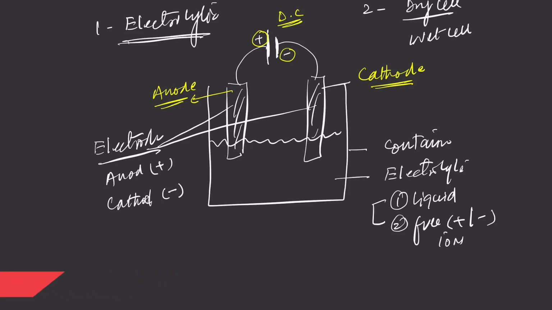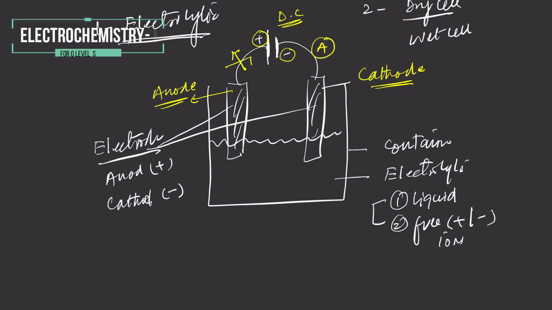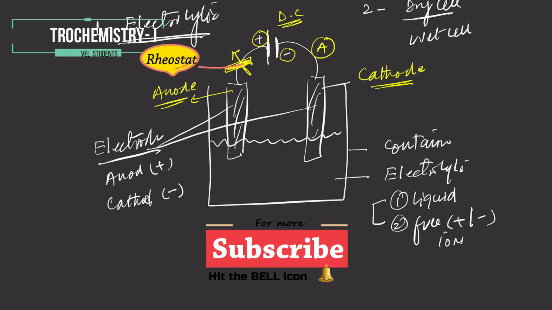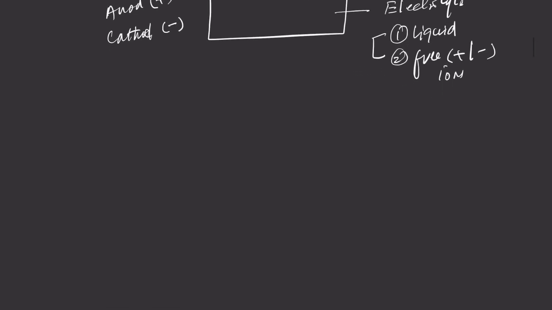A rod that is connected to the positive terminal of the battery, that is the direct current source, DC battery, is known as the anode. Sometimes we apply an ammeter to check the magnitude of current, and we also apply a rheostat, that is a variable resistance, to keep the current constant in the container. So this is the general arrangement of an electrolytic cell. An electrolytic cell basically performs electrolysis.